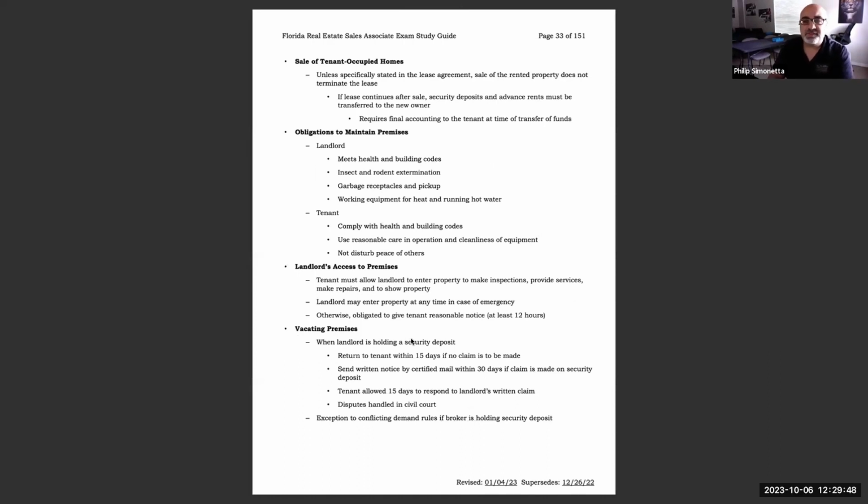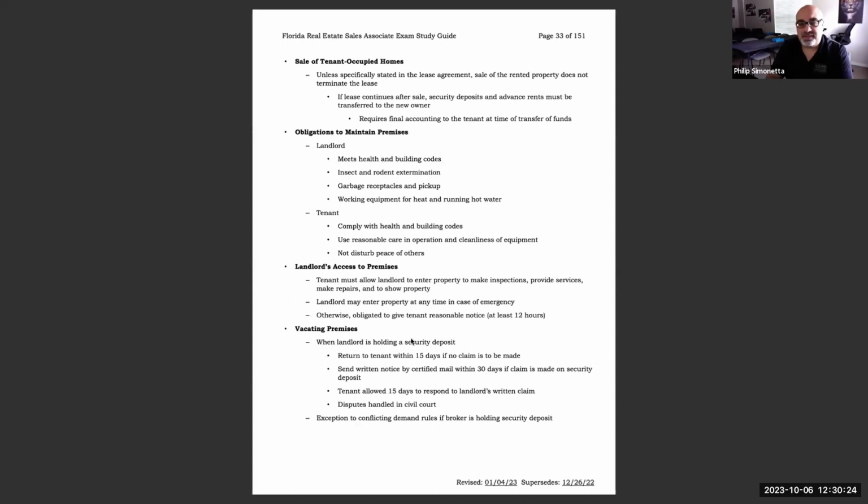Let's talk about the sale of tenant-occupied homes. Unless specifically stated in the lease agreement, the sale of rented property does not terminate the lease. If a lease continues after the sale, security deposits and advance rents must be transferred to the new owner, and it requires a final accounting to the tenant at the time of transfer. Remember the prorations we did? Remember the rent prorations, goes at the day of closing? That's talking about that, right? Yeah.